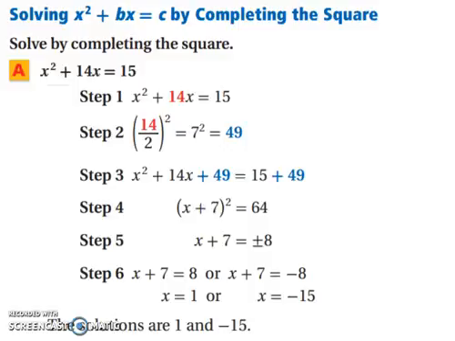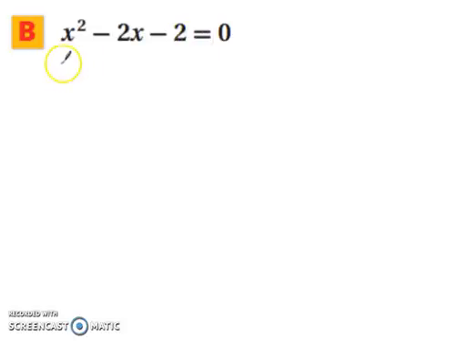Let's try another one. Alright, so we're going to want to rewrite this, so that way we have x squared minus 2x equals, and then if we move the negative 2 to the other side, it ends up being a positive 2.